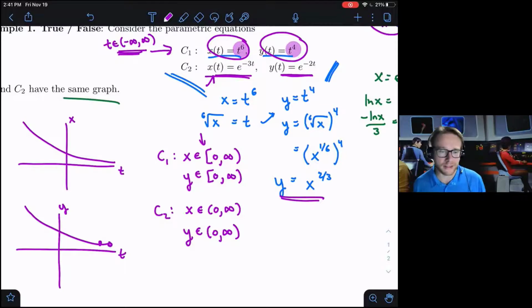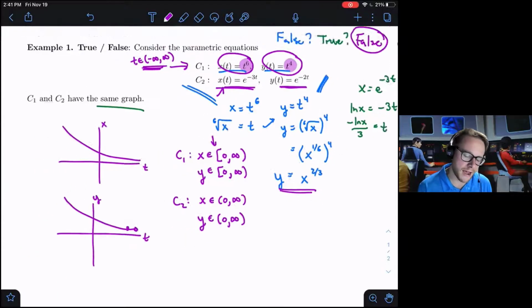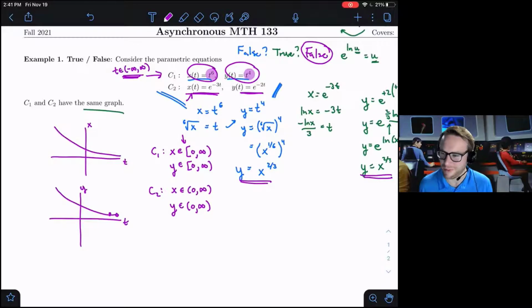C1, they contain a lot of the same points, right? But just C2 doesn't have the point (0, 0). So no, they do not have the same graphs. They're off, but sadly, they just miss 1 point.